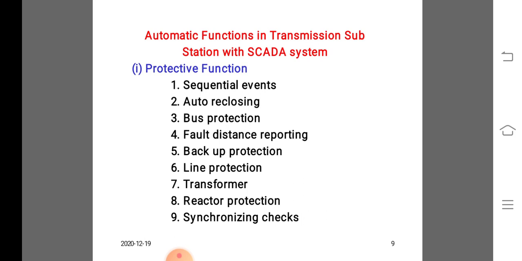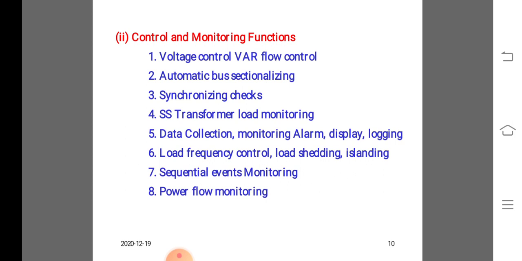This protective function includes sequential events, auto reclosing, bus protection, fault distance reporting, backup protection, line protection, transformer and reactor protection, and synchronizing checks. I already covered these in the previous slide. This is the control and monitoring function under the concept of communication technology.